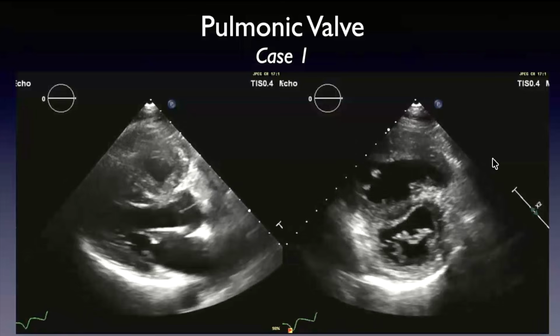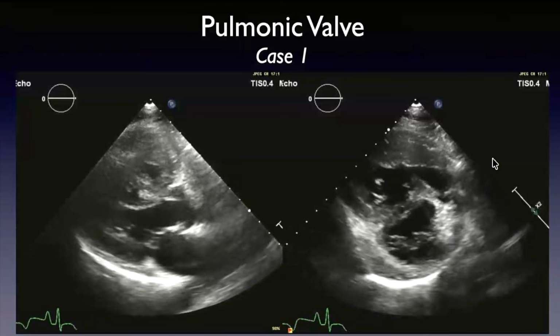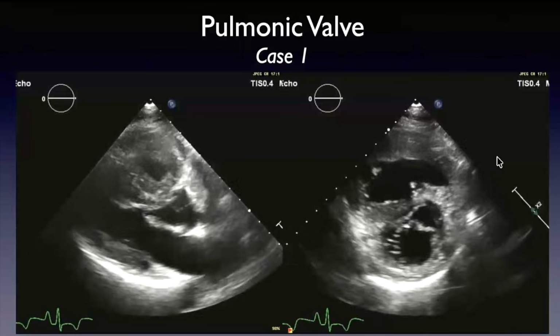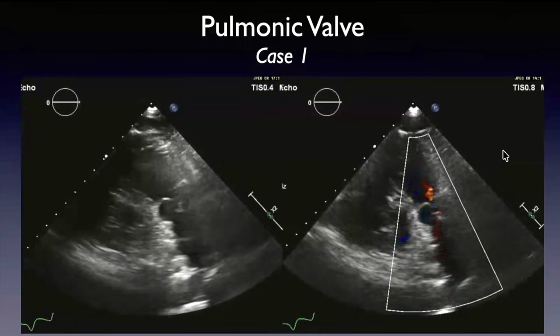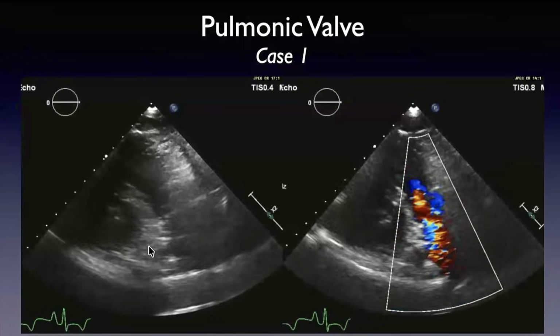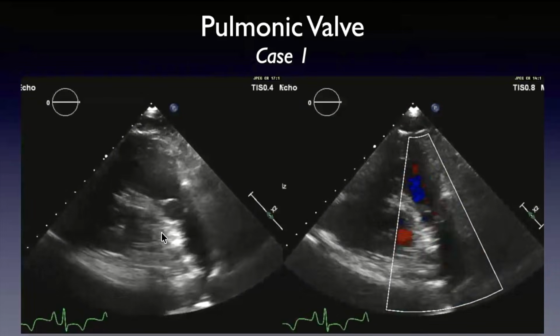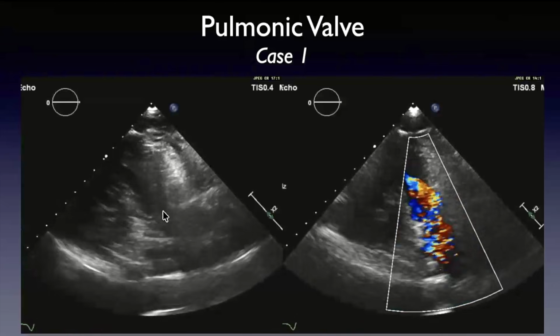So this looks like RV pressure overload, and a lot of times we'll say this is severe pulmonary hypertension. Of course, the caveat when you measure the RVSP is you have to rule out significant pulmonic stenosis. So on this patient, when you look at the RV outflow tract view of the parasternal long axis, there is a mildly thickened pulmonic valve cusp, but still fairly mobile.